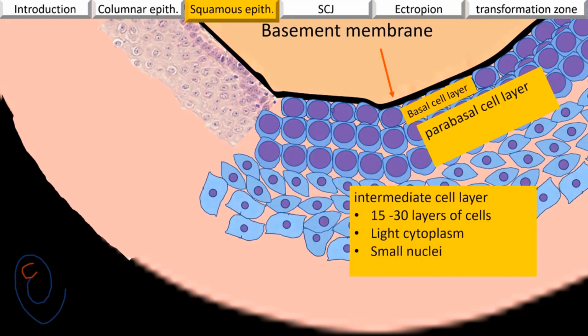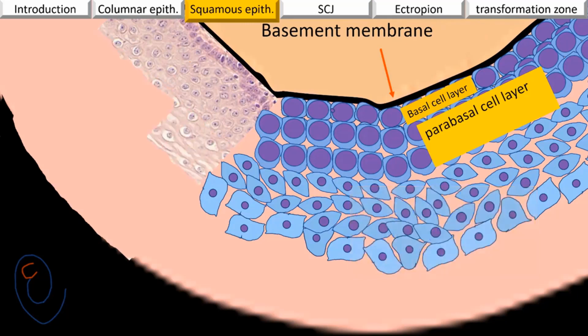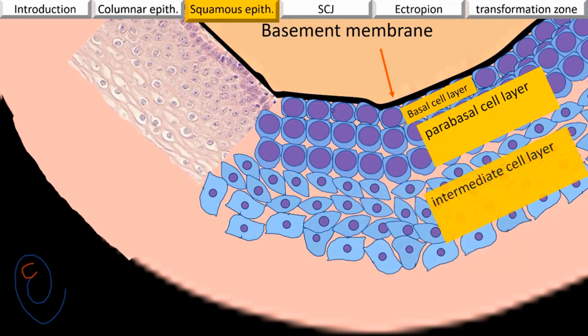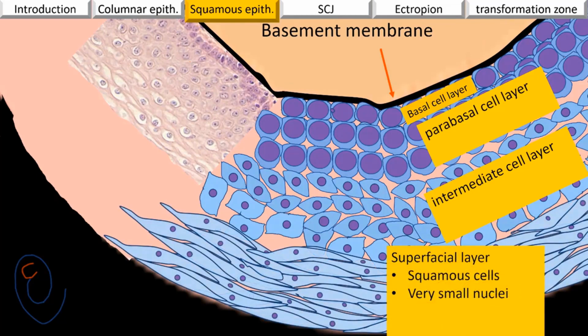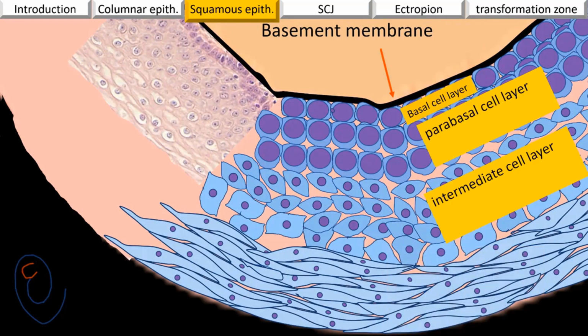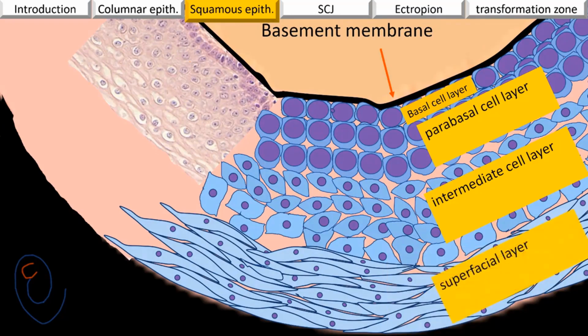With increasing maturation, the intermediate cells are formed, which occupy about 15 to 30 layers, forming the intermediate cell layer. Here is a histologic picture of the intermediate cell layer, which contains light cytoplasm and small nuclei. With increasing maturity, the superficial layer will be formed, which contains squamous cells. Squamous cells are flat cells with abundant cytoplasm and very small nuclei.